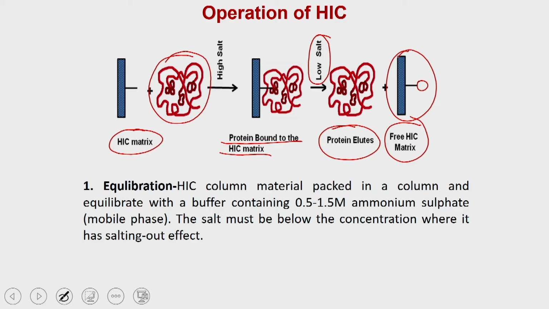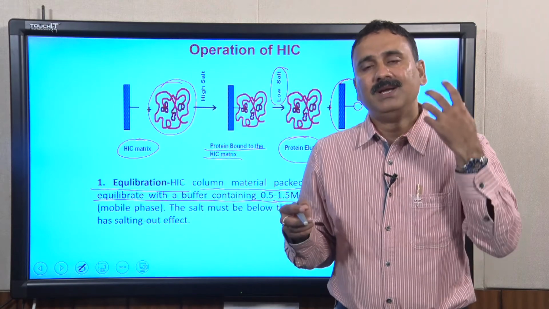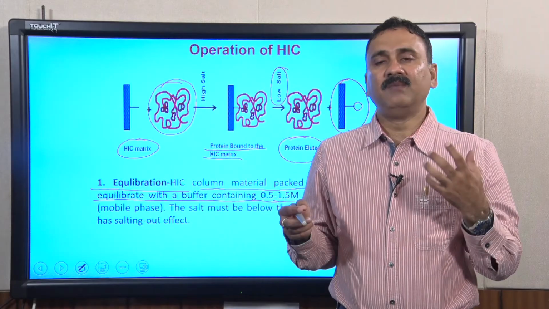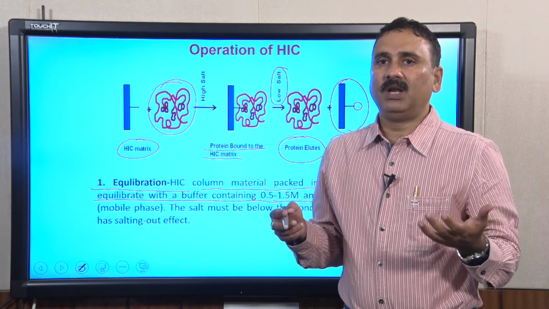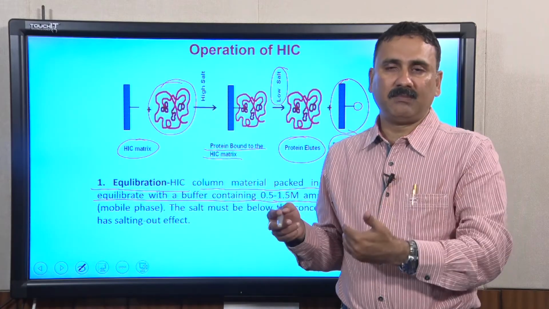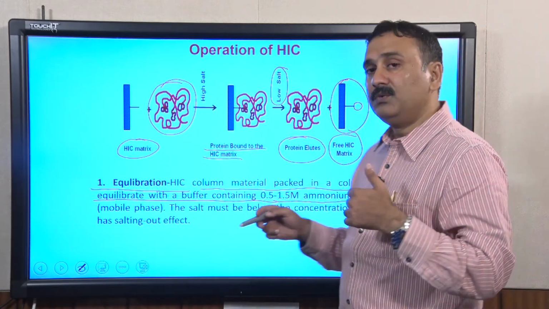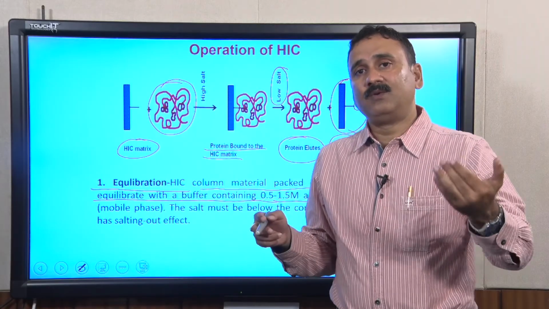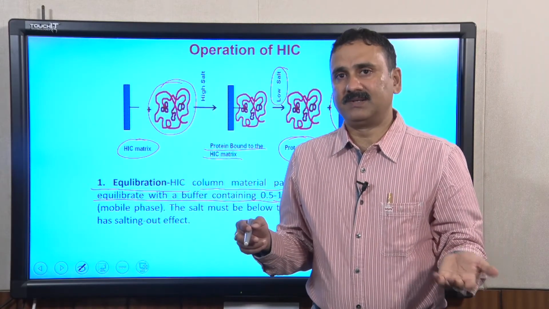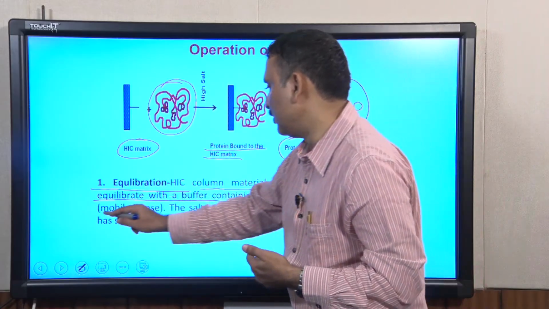So, the operation of HIC has multiple steps. In the first step, you do an equilibration. The HIC column matrix is packed in a column and equilibrated with a buffer containing 0.5 to 1.5 molar ammonium sulphate. You can use any salt, but people prefer ammonium sulphate because its ionic strength is very high compared to NaCl or KCl, which people use for other applications. If you use NaCl or KCl, you might have to add a higher concentration of these salts compared to ammonium sulphate.